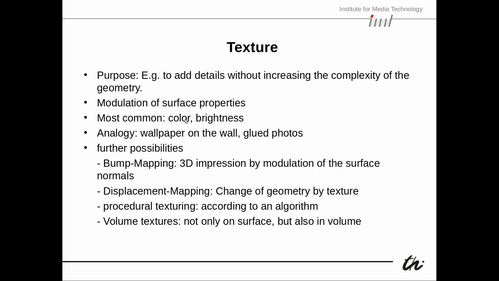Most common we have color and brightness, and the analogy here is a wallpaper on the wall or glued photos, and we have those possibilities to modulate the surfaces, for instance with bump mapping. This is a 3D impression by modulation of the surface normals, so basically we change the way that light is reflected. Then we have displacement mapping. This is a change of the geometry using the texture.